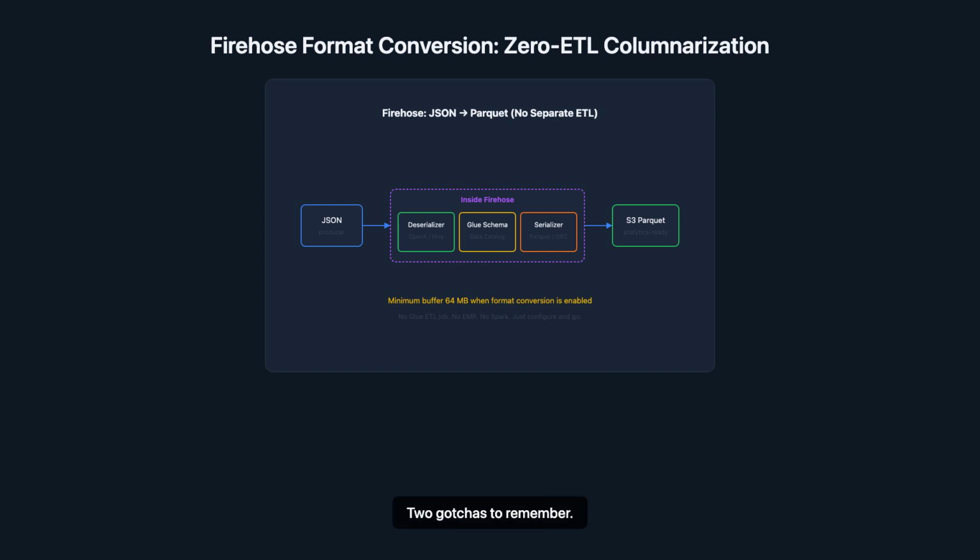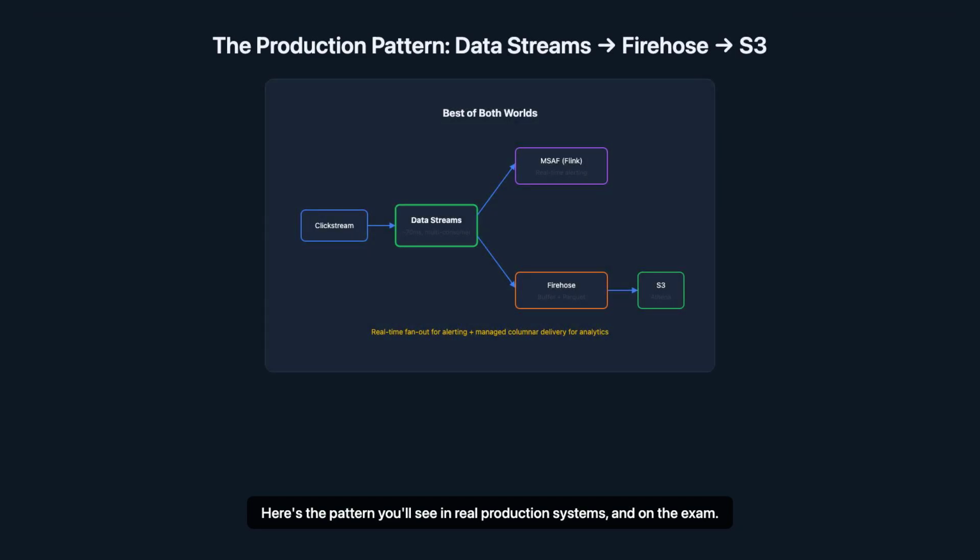2 gotchas to remember. The buffer minimum jumps to 64 megabytes when format conversion is on. And if a record doesn't match the schema, Firehose writes it to an error prefix in S3, which can cause delivery stalls until you fix the schema drift. So schema discipline matters. Here's the pattern you'll see in real production systems and on the exam.